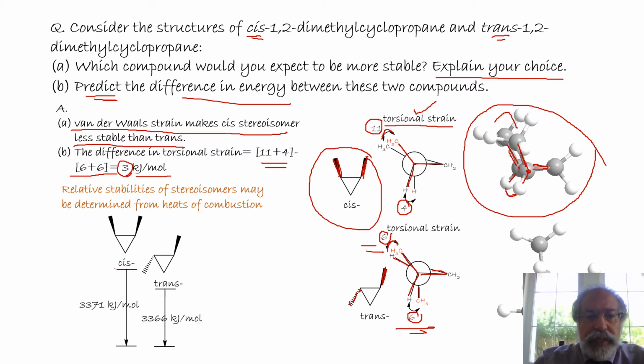Experimentally, the cis upon combustion releases 3,371, while the trans releases 3,366. So the trans is more stable by about 5 kilojoules per mole.